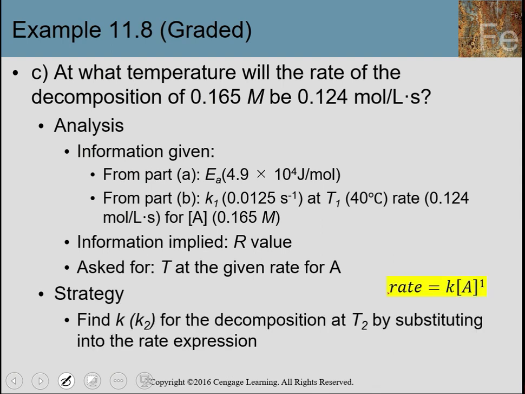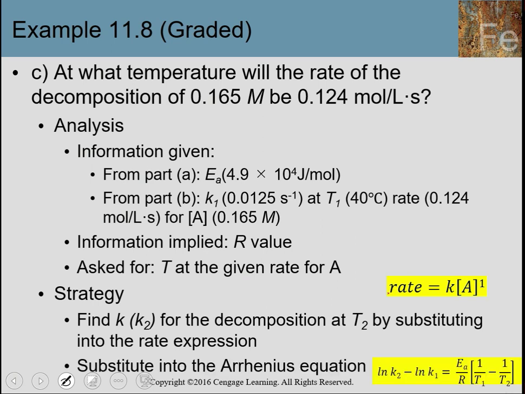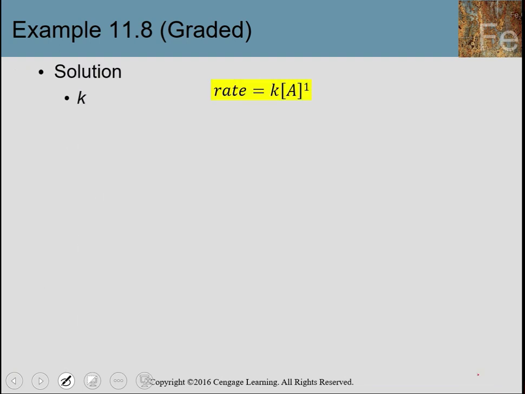So first thing I'm going to do is find out what the K is. I'm going to find out what K I'm looking for by plugging my concentration and my rate into my rate law equation, and then use the Arrhenius equation to find the new T. Because now, once I have the new K, I already have K1 and K2, I have Ea, and I have T1, so then I have to calculate the new temperature, the temperature at which this new rate law constant exists. So let's show you how to do it.